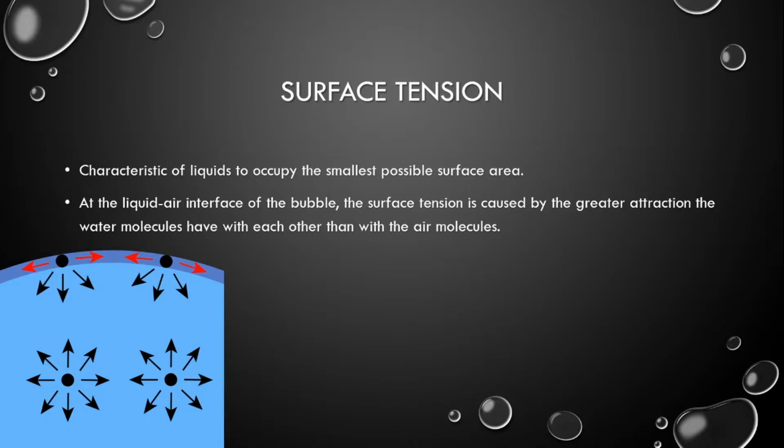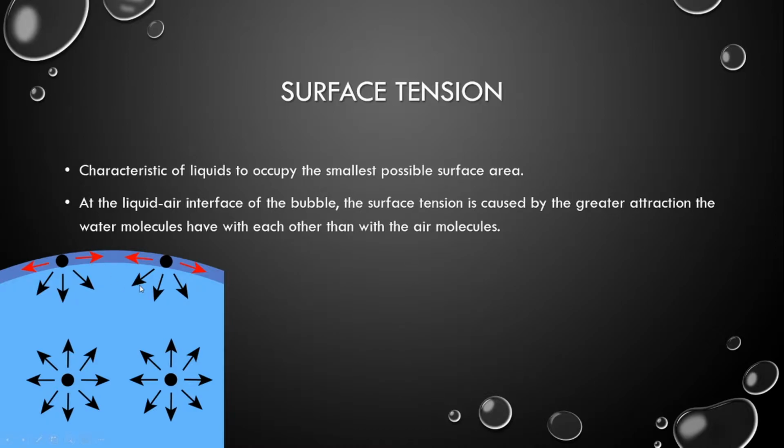When I'm talking about Marangoni convection, I said that there has to be a surface tension gradient. And what this means is that surface tension is a tendency for liquids to shrink themselves and occupy the smallest possible surface area. If we look at the liquid-air interface of the bubble, the surface tension is caused by the greater attraction the water molecules have with each other than they have with the air molecules.